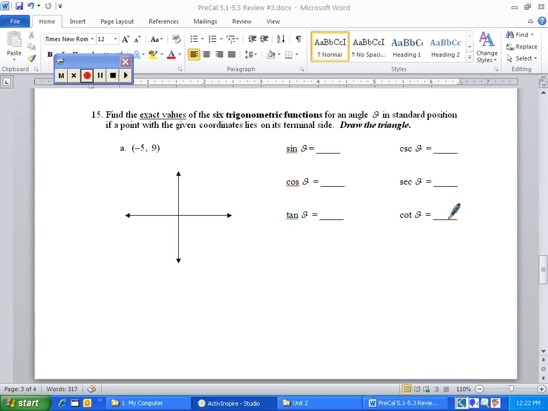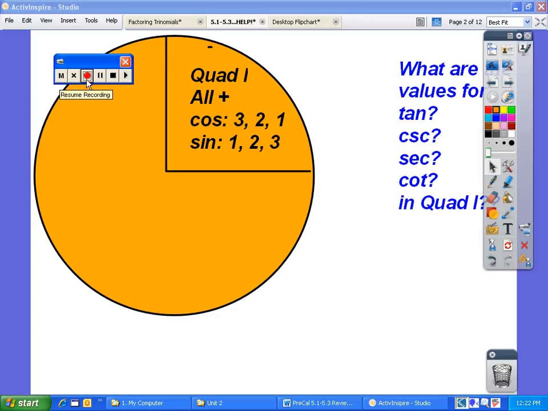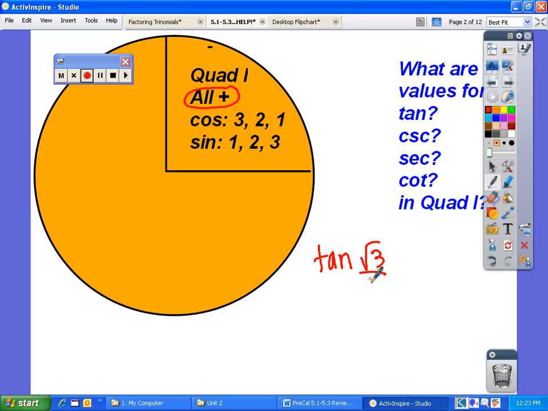Alright, so that concludes the review. I'm just going to do a couple of quick points for you so you don't forget. Here's your circle. Remember that in quadrant 1, all positive, and the order goes 3, 2, 1, 1, 2, 3. Don't forget your tangent values, which are square root of 3 over 3, 1, and square root of 3. And don't forget your cosecant values, which are 2 square root of 2 and 2 square root of 3 over 3. Once you know these values, you can find cotangent and you can find secant. And just remember your values.